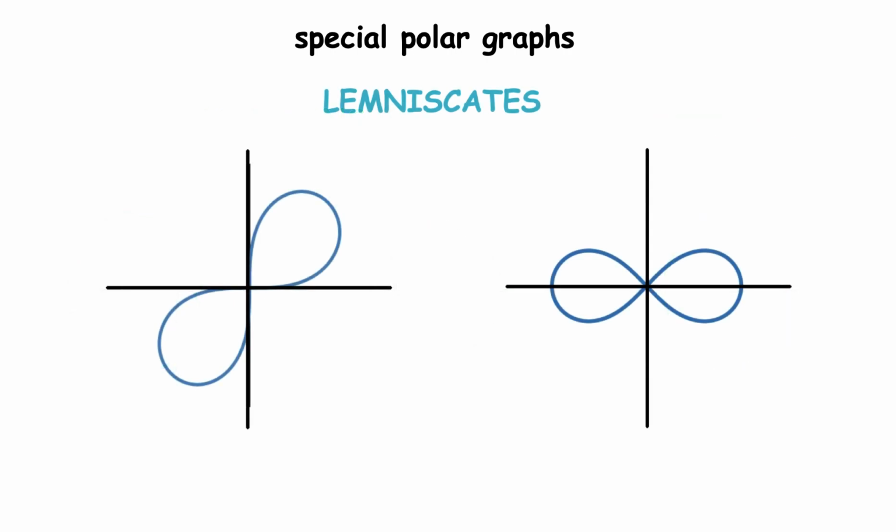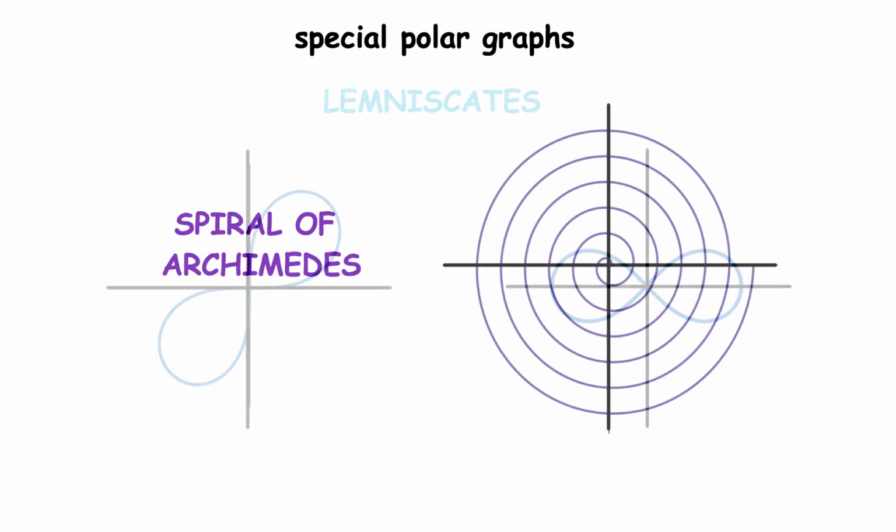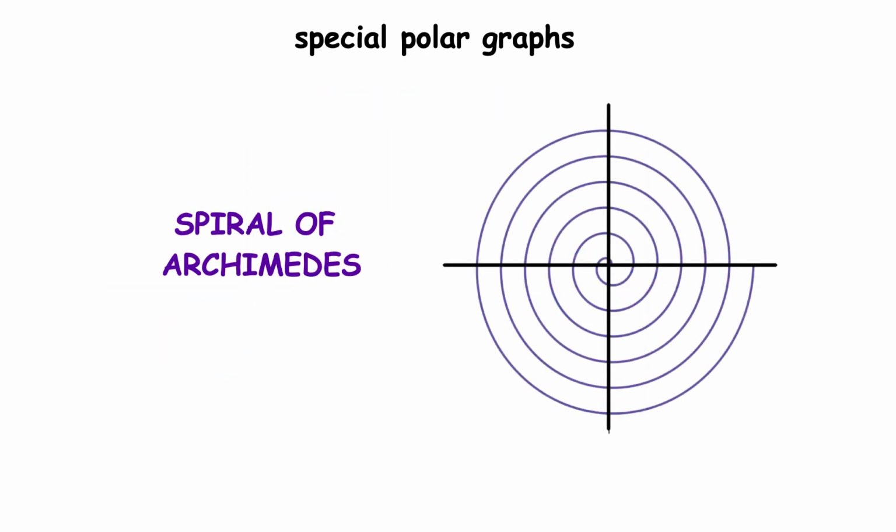You have lemniscates, which look like figure eights. Ooh, that kind of rhymes. And then there's the spiral of Archimedes. And the equation of that actually is kind of cool. It's r equals theta. If you ever want to put that in your graphing calculator and just watch it whirl around, it'll make you dizzy. It's like one of those optical illusion things when you spin the wheel.